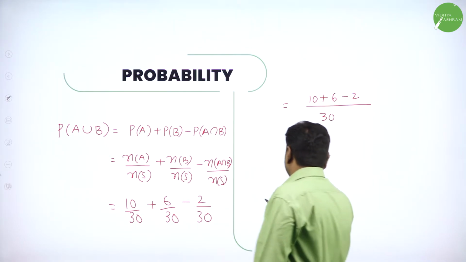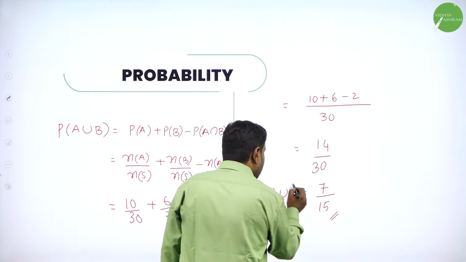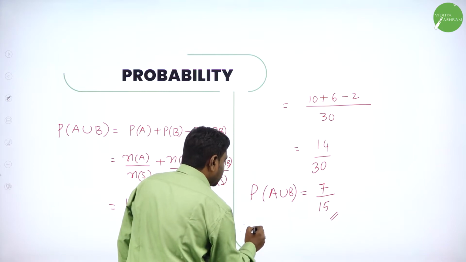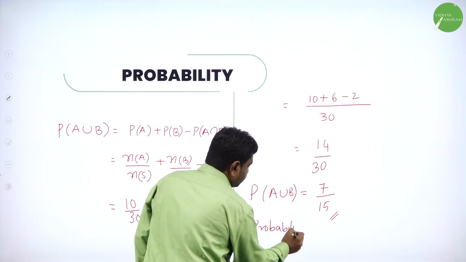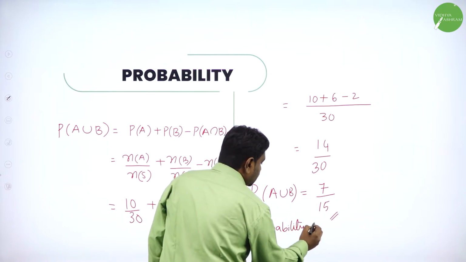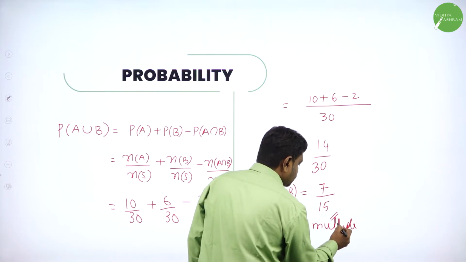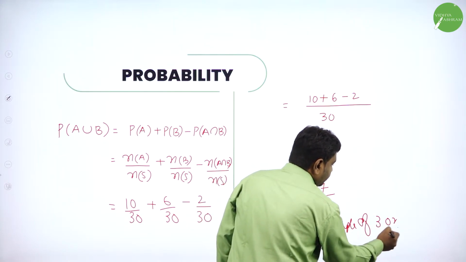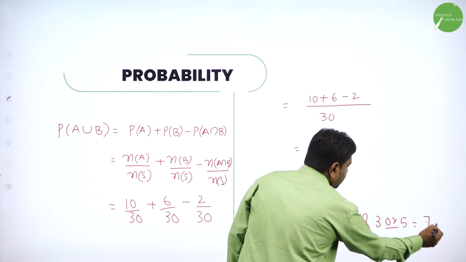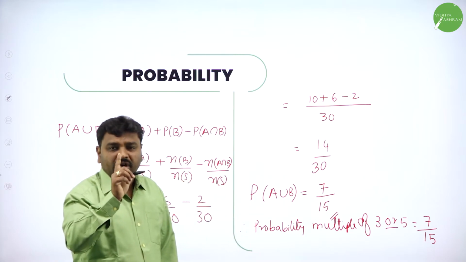So P of A union B. A union B means what? Or. A means multiples of 3. Therefore, the probability of multiples of 3 or 5 is 7 by 15. End answer. See, first you should know what is meant by or.